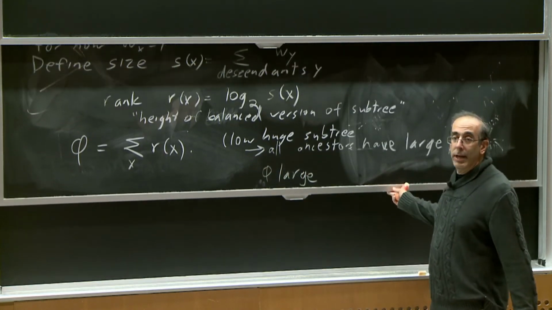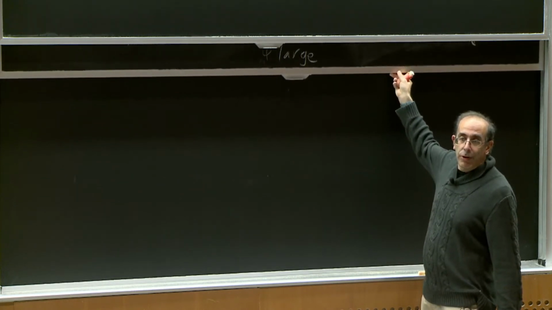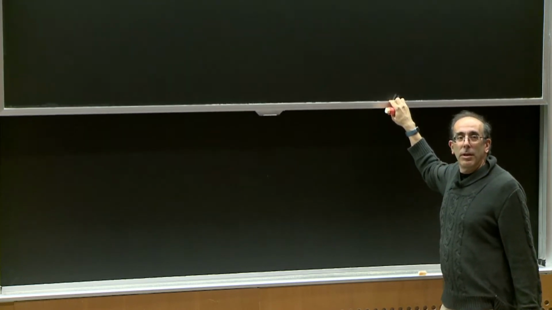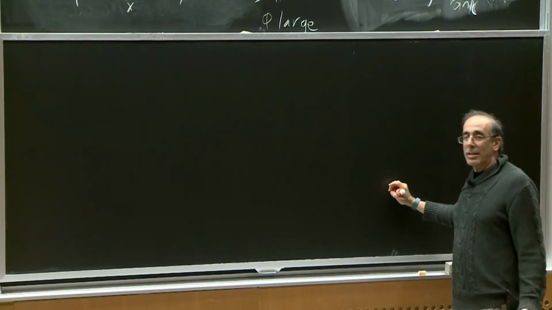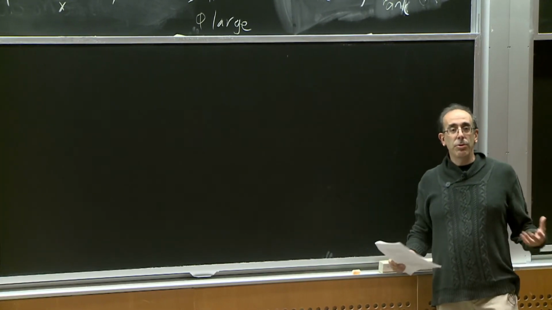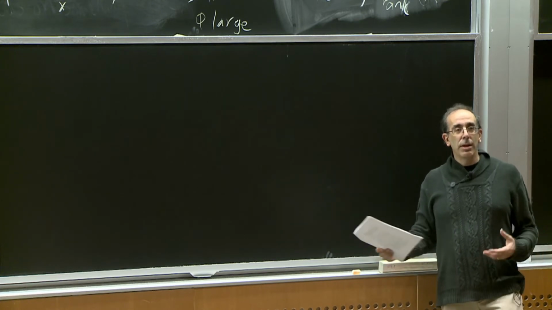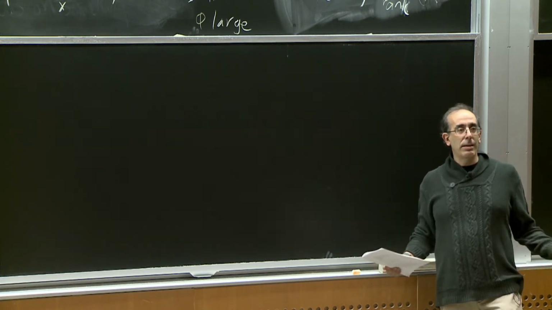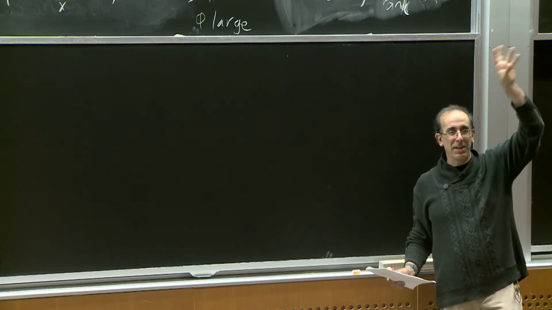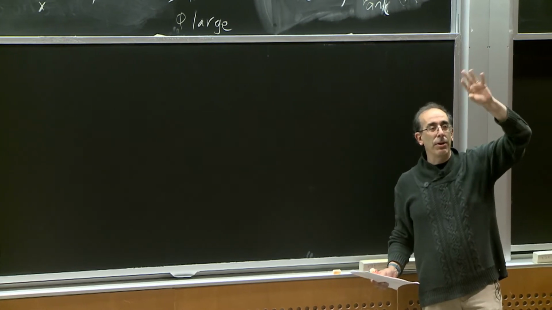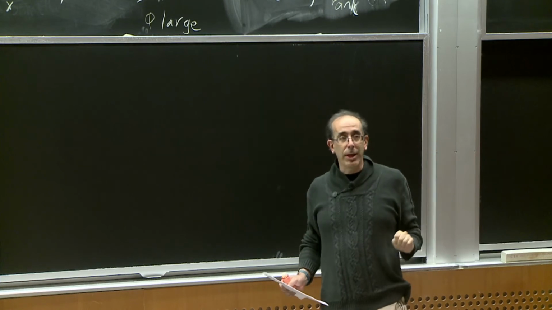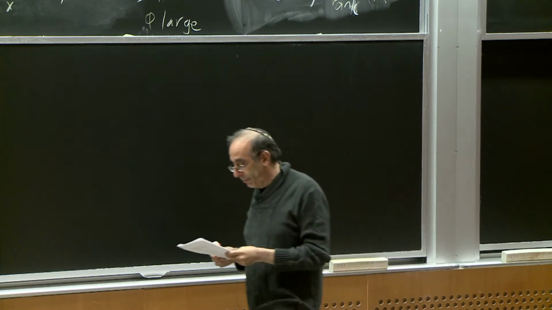Okay. If, on the other hand, you have a balanced tree, what does its potential look like? Well, you have lots of little trees, but they don't contribute to a lot of other trees, right? So the little trees, there's many of them, but they're all small size. They don't matter very much. You only have a few large subtrees at the top, so they will have large rank, but there aren't very many of them. So overall, a balanced tree will have a low potential. Okay?